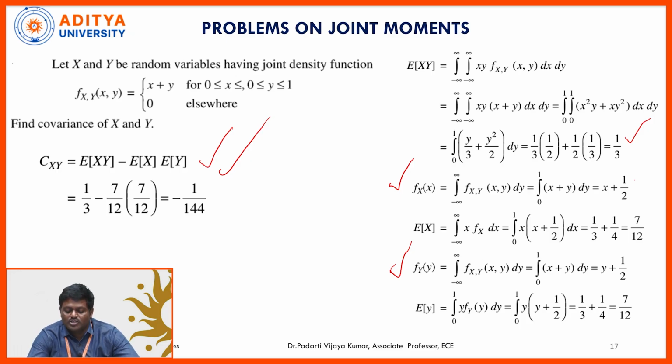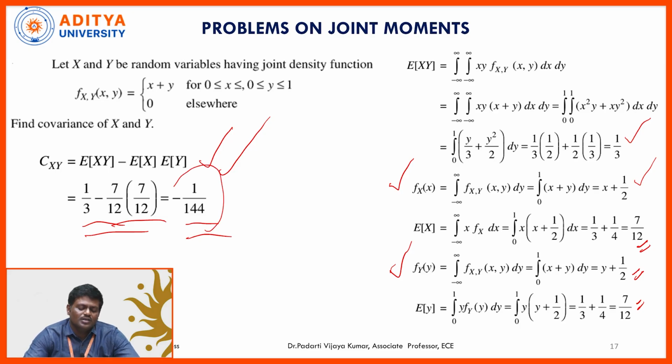The marginal density function of x is x plus 1 by 2. We will get the expectation of x as 7 by 12. Both are symmetrical. The marginal density function of y is y plus 1 by 2. The expectation is 7 by 12. So, substituting in the covariance formula, we will get the covariance as minus 1 by 144, which means X and Y are not uncorrelated. There is some correlation between X and Y. The amount of correlation is given by the numerical value minus 1 by 144.